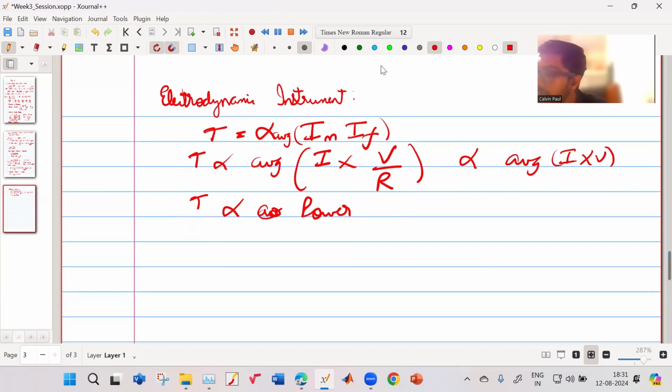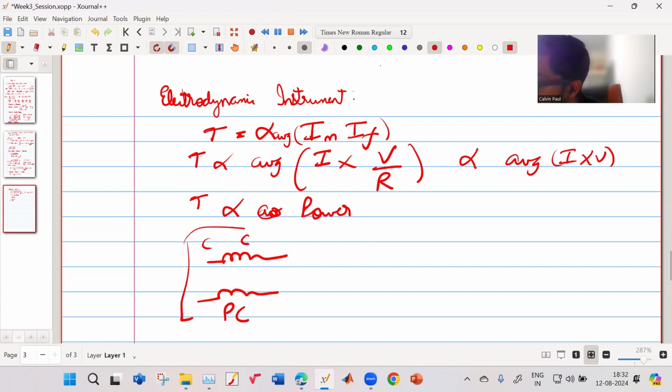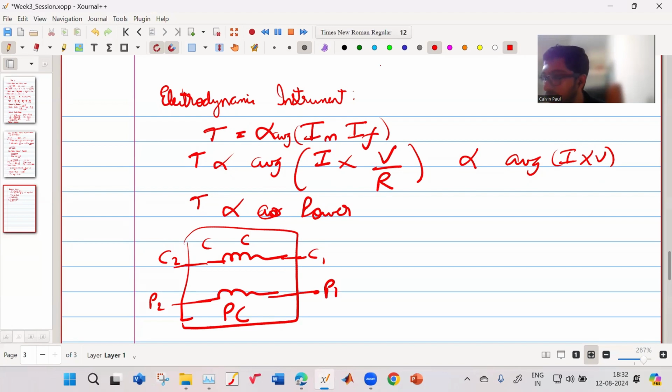So a wattmeter will have a current coil as well as a pressure coil. If you see a wattmeter, it will have two terminals for your current, C1, C2 or something like this, and your P2, P1, etc. So it will have four terminals. These terminals have to be connected.